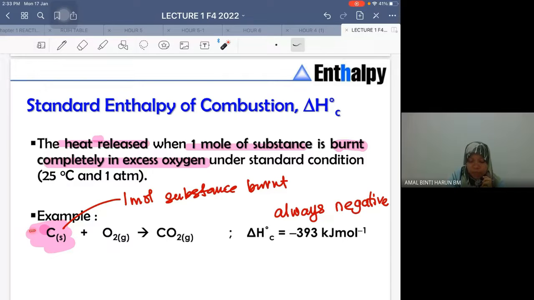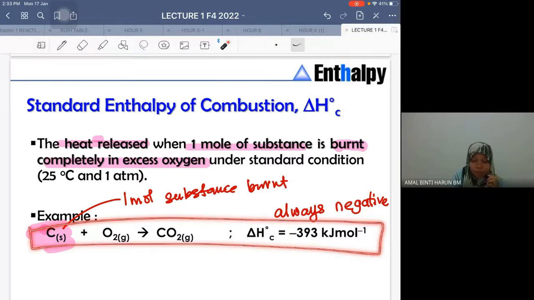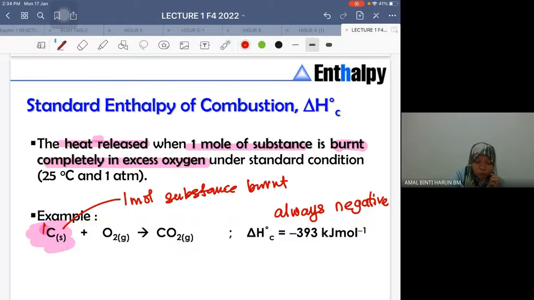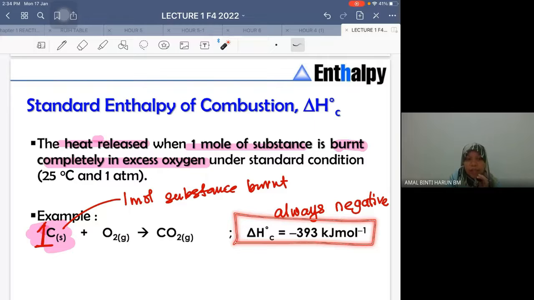And then bila kita buat thermochemical equation, so this one kita kena mention dia sebagai 1 mole carbon. Kalau you balancekan equation, tiba-tiba carbon ni 2 ke 3 ke, maksudnya salah. Okay, and then thermochemical equation mesti ada delta H kat bahagian kanan dia. Delta H standard enthalpy combustion dia negatif, mesti ada sign unit.